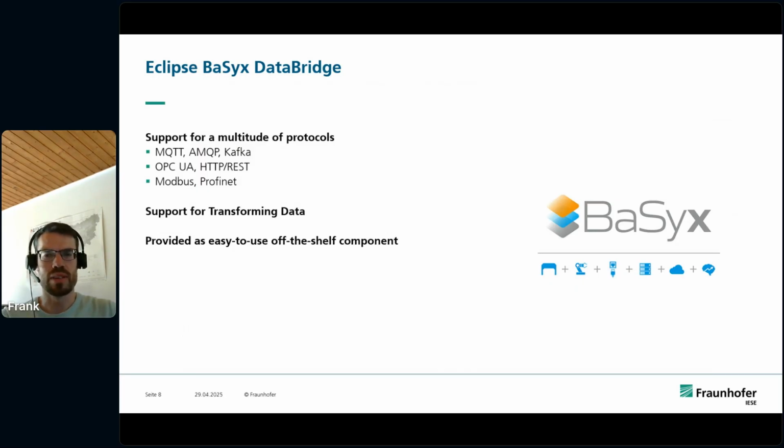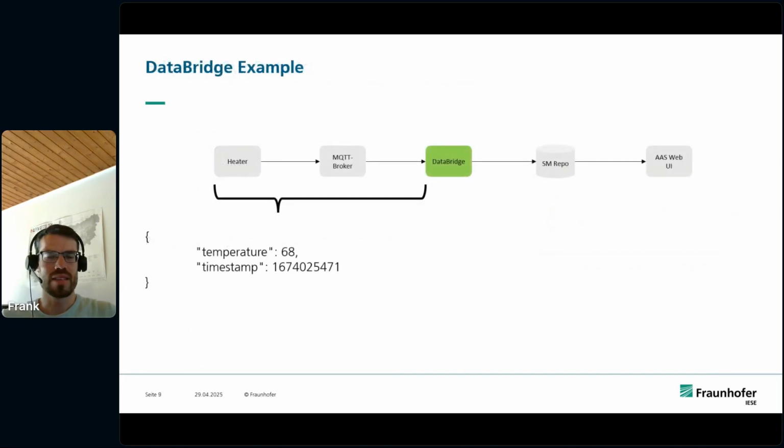And the interesting point is that we're using here again, of course, open source software for building this and making it very usable. And I would like to just very briefly showcase this on a very easy example, and that is integrating a heating device, providing data via MQTT, with BaSyx, the submodel repository, and then transforming the data along the way.